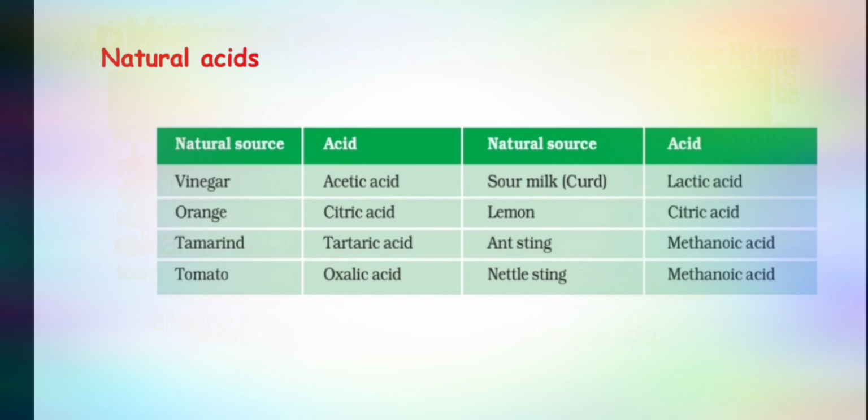Children, now you have examples for natural acids. Vinegar contains acetic acid, orange has citric acid, tamarind has tartaric acid, tomato has oxalic acid. In curd, lactic acid is present. In lemon, citric acid is present, and in ant sting, methanoic acid, and nettle sting, methanoic acid. Okay. Examples for natural acids.